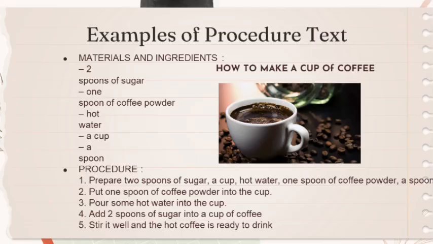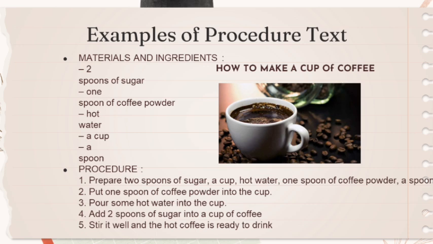This is the example of procedure text, which is how to make a cup of coffee. Materials and ingredients: 2 spoons of sugar, 1 spoon of coffee powder, hot water, a cup, a spoon. Procedure: 1. Prepare 2 spoons of sugar, a cup, hot water, 1 spoon of coffee powder.